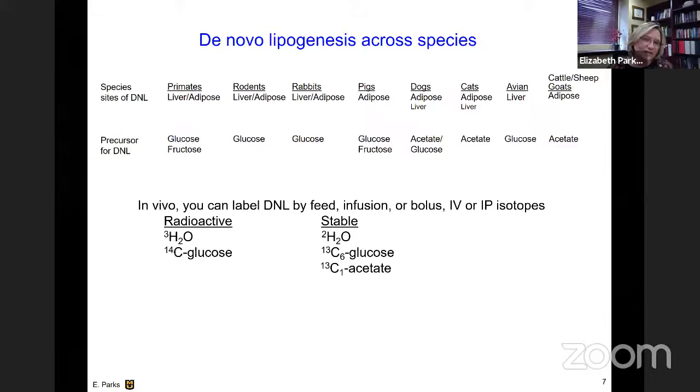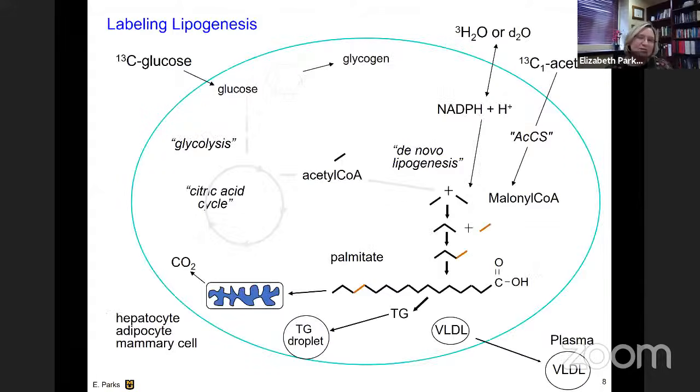And what I'm going to highlight today are the stable isotope use of deuterated water, carbon-labeled glucose, and carbon-labeled acetate. So when these isotopes are given and they come into the hepatocyte, this also occurs in the adipocyte or the mammary cell that's making lipids, glucose comes in very far away biochemically from fatty acids. So when we label sugars to try and find that label in the fatty acids, those sugars can undergo very many fates. And so labeling the carbohydrate is not the most efficient way to label de novo lipogenesis.